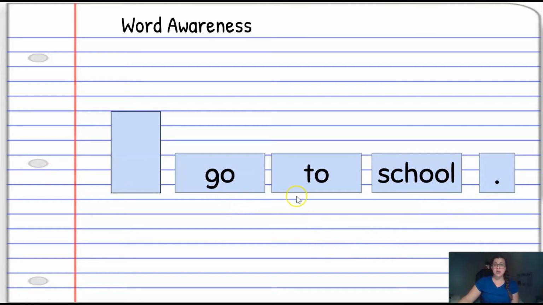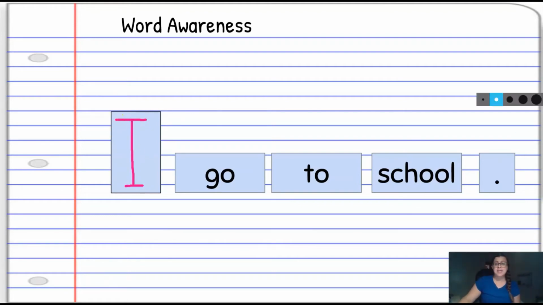My sentence says go to school. There's a period, and that tells me when to stop. Is my sentence complete? No. I'm going to put the word I here, which is talking about myself, but I need to know, is it uppercase or lowercase? To begin a sentence, should we start with an uppercase or a lowercase? Did you say an uppercase I? You got it.